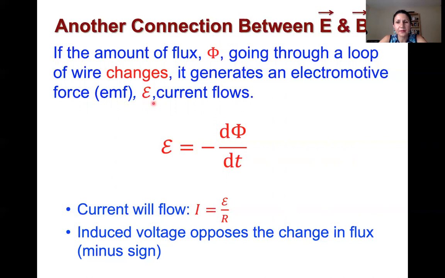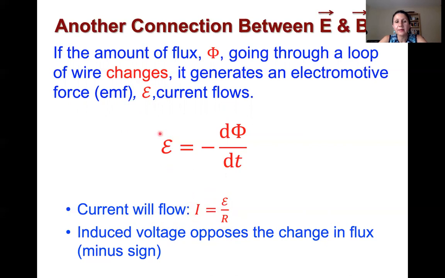This might sound familiar from 7B. We use this curly E for EMF, which is what we use for the EMF of a battery. What is the EMF of a battery? It's the voltage of a battery. So basically it's as if there's a voltage that gets generated in this wire. And if there's a voltage, then the current that will flow is going to be related to the EMF over the resistance in that wire.